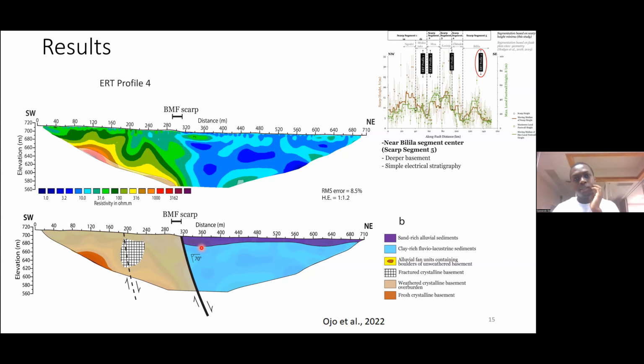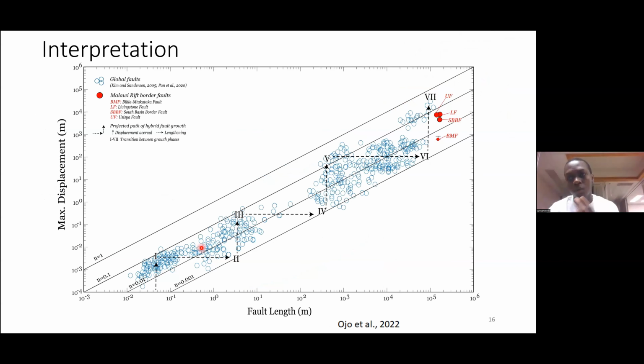So based on all this, now we have the throw of the fault and the depth of the fault. We can actually estimate the amount of displacement on the fault. So we decided to plot that using the fault length against maximum displacement plot. This is a log scale. We were able to determine the amount of displacement to be in the range of 580 meters to about 800 meters.